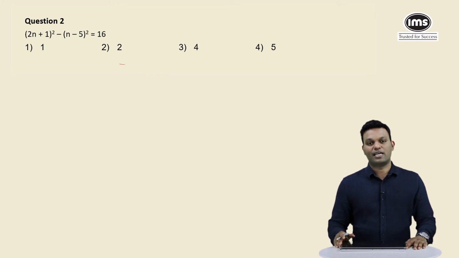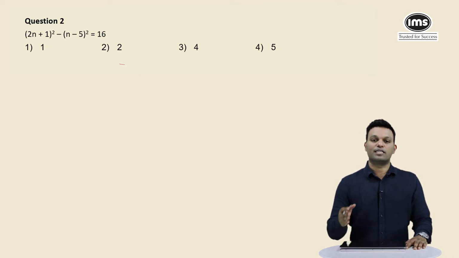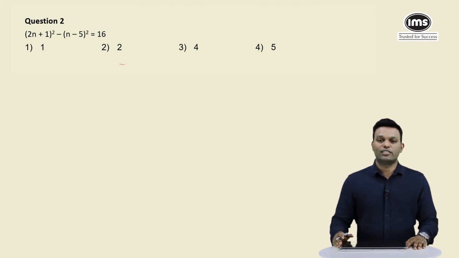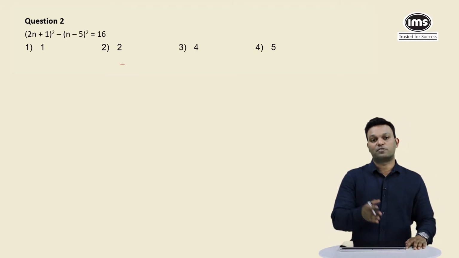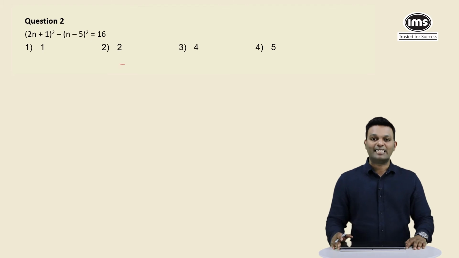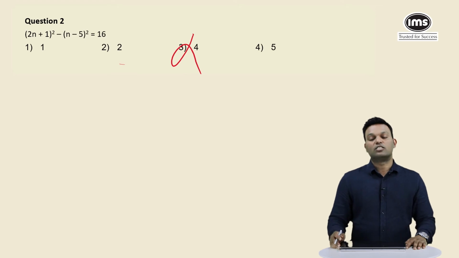Now as I mentioned in hack 1, you have to use the middle option. So say I use option number 4 and I use the substitution method over here. If I substitute 4, the answer I get is 80, which is not equal to 16. So my third option is not right.